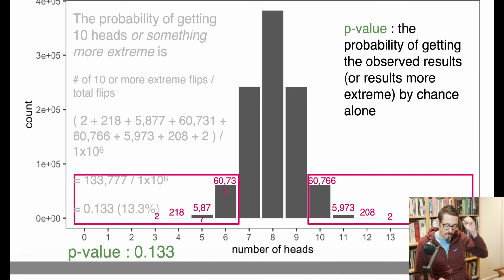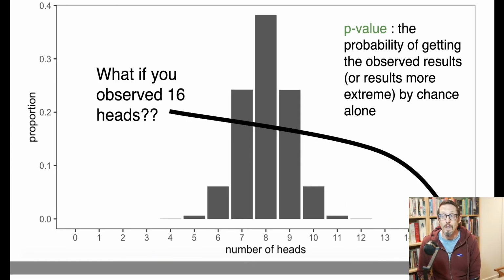Now, if you found that you got something way out here, you would find out that that p-value is something very, very tiny, like maybe 1/10,000th of a percent. Okay? So it's highly unlikely to get that number. And so if you got that number, you might guess that this was not a fair coin.